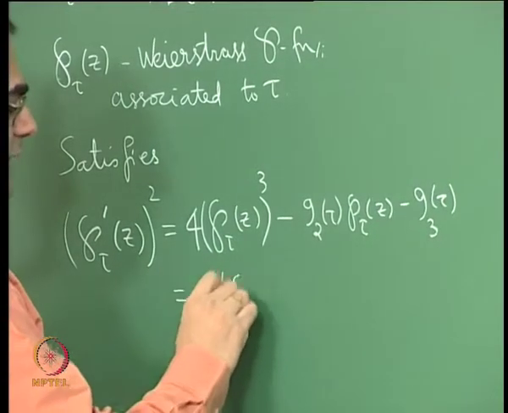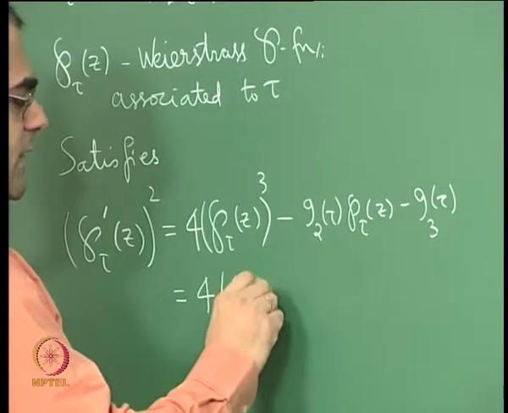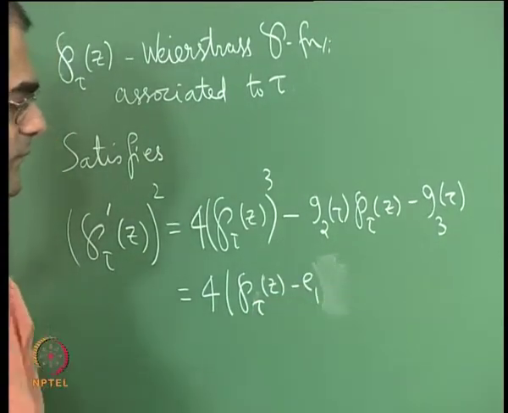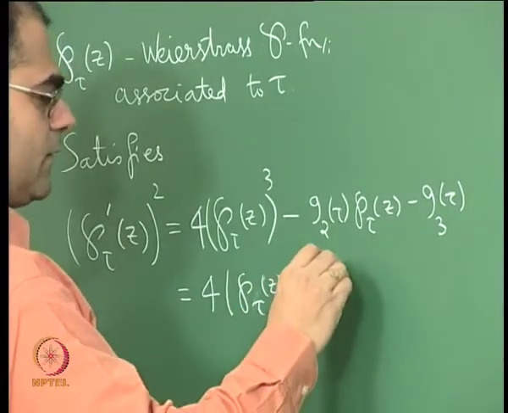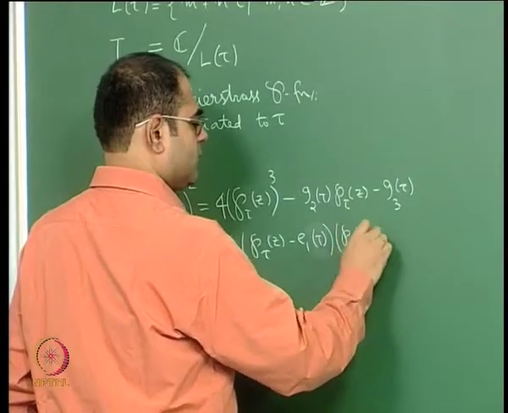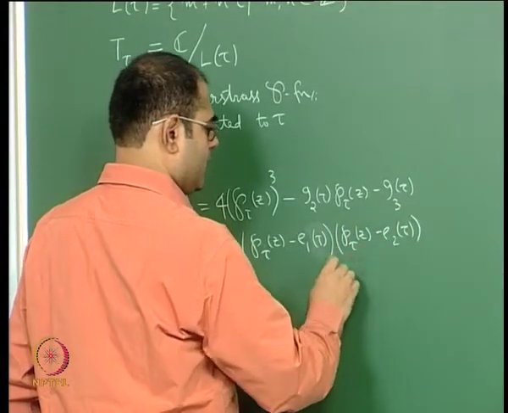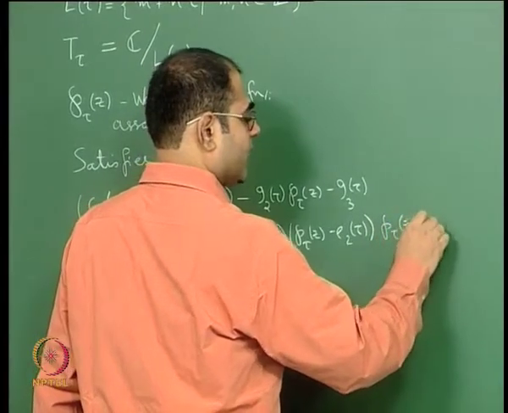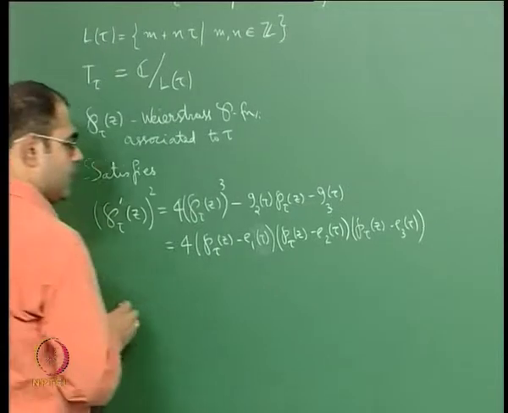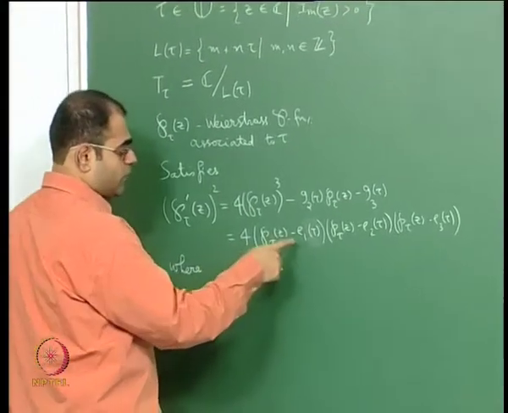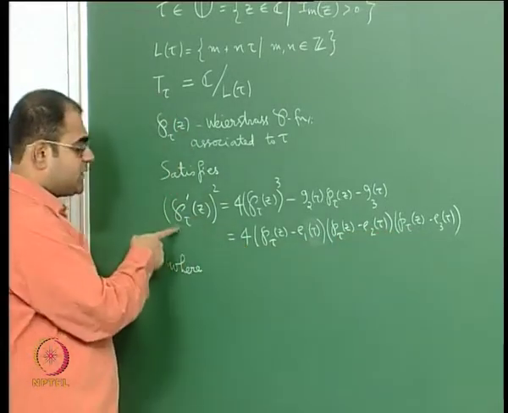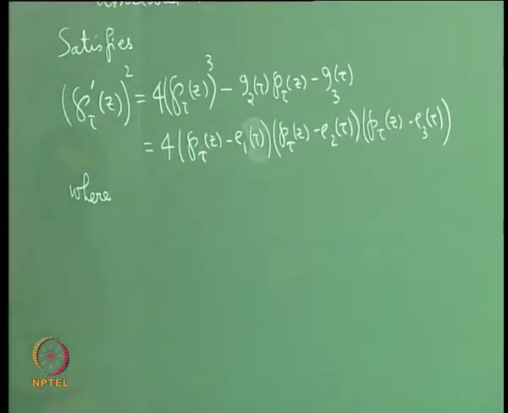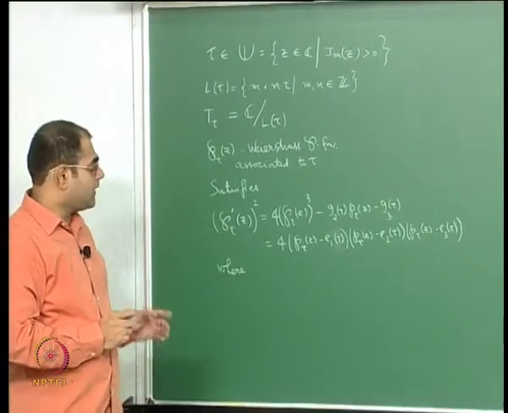you get 3 linear factors which we write as P tau of z minus e1 of tau into P tau of z minus e2 of tau into P tau of z minus e3 of tau, where obviously e1 tau, e2 tau and e3 tau are zeros of the derivative of the Weierstrass P-function, and they are the only 3 distinct zeros in any fundamental parallelogram.